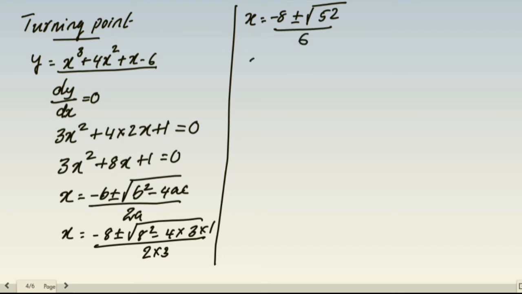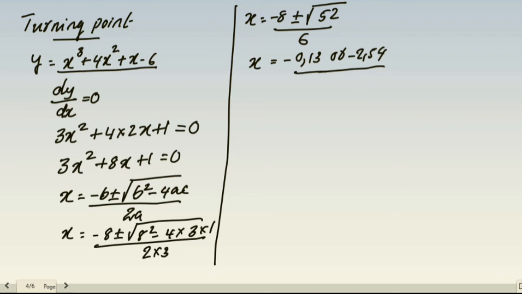When you simplify, it's going to be two values you will get it. One is minus 0,13 or minus 2,54. I rounded off 2 decimal places. This is how we get it. These are the x values of the turning point. Now how do you find y value? Substitute each of them in the main function.